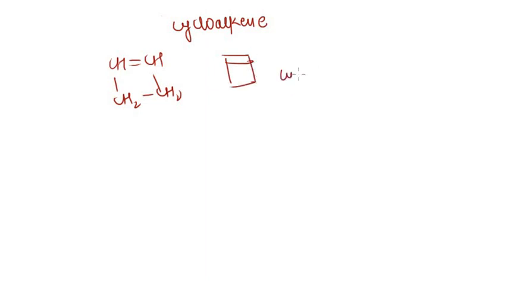Then it is simply cyclobutane. The prefix we will be using is cyclo and then butane plus ene. So cyclobutene. Like if this is a compound, this is cyclopropene.